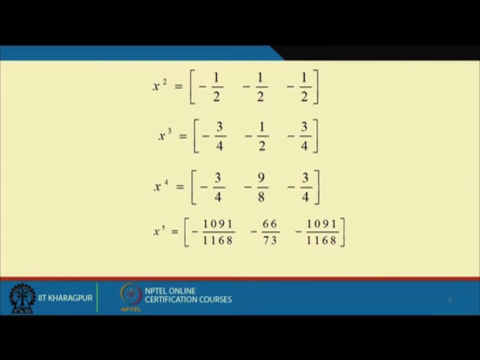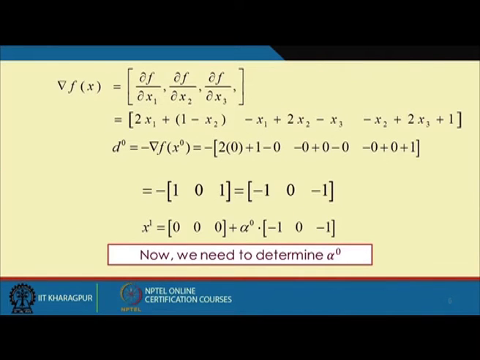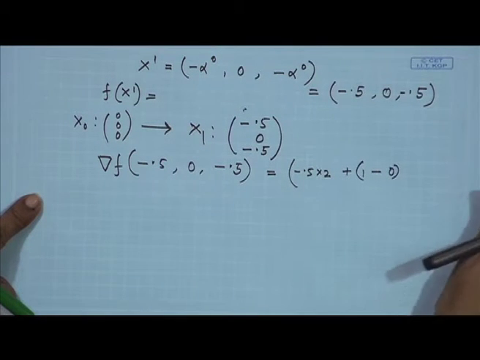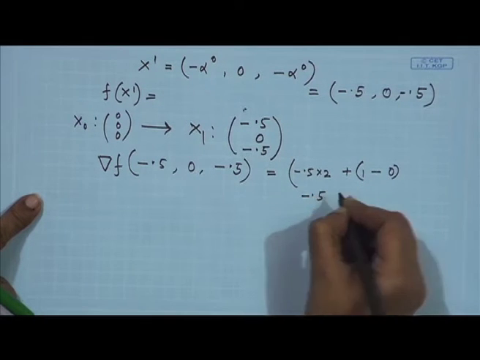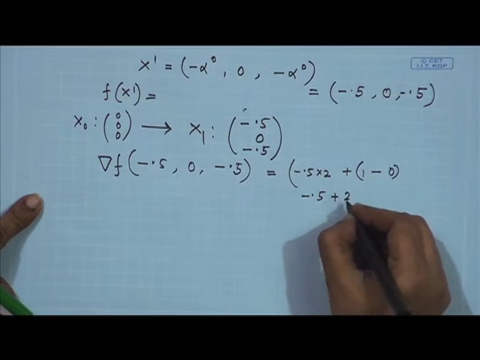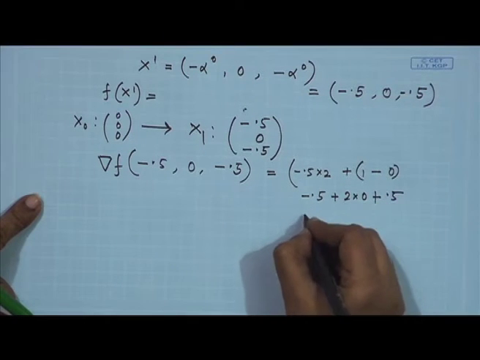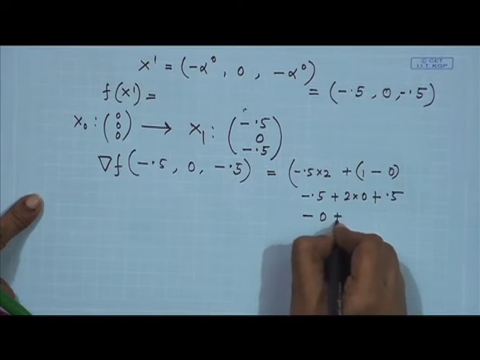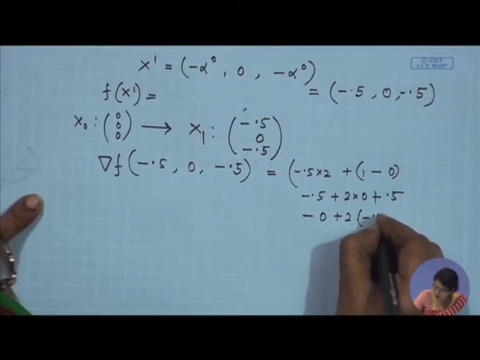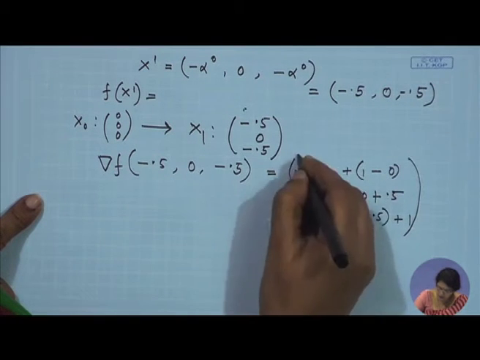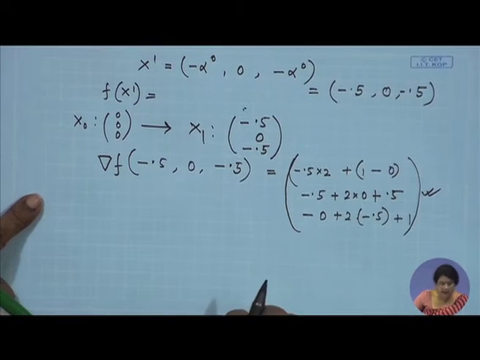Now, if we find it out, what was my delta f1? What is my delta f? Delta f by delta x1 has the value 2x1 plus 1 minus x2. If I substitute, then it would be minus 0.5 into 2 plus 1 minus 0. This is one point. The next point would be minus 0.5 plus 2 into 0 minus x3, which would be minus 0.5 plus 0.5, and here 0 plus 2 into minus 0.5 plus 1. We are getting another point. We are getting the gradient direction.